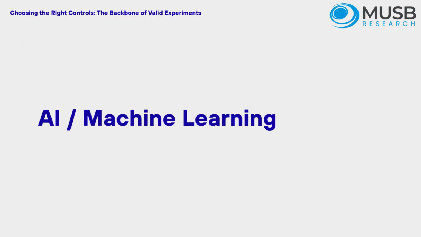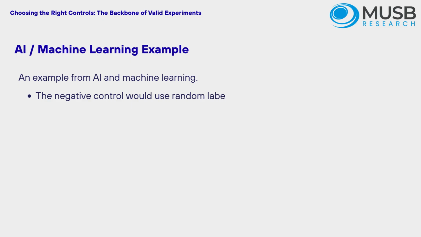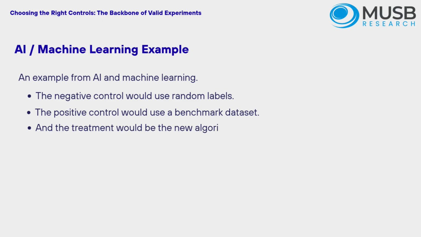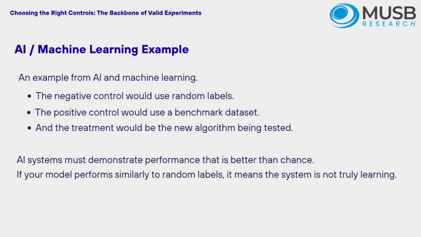AI, machine learning example. Here is an example from AI and machine learning. The negative control would use random labels. The positive control would use a benchmark dataset. And the treatment would be the new algorithm being tested. AI systems must demonstrate performance that is better than chance. If your model performs similarly to random labels, it means the system is not truly learning.